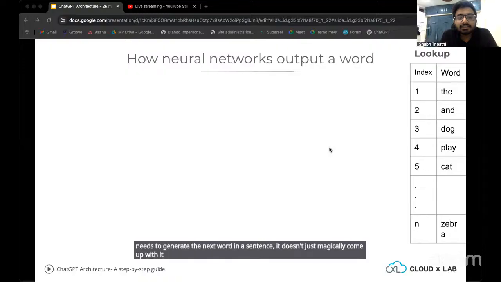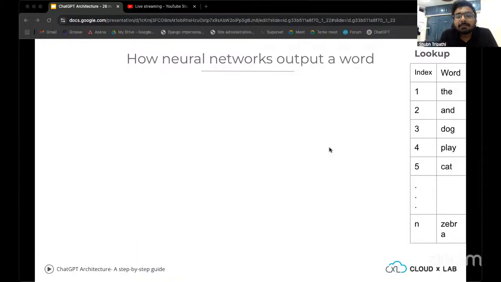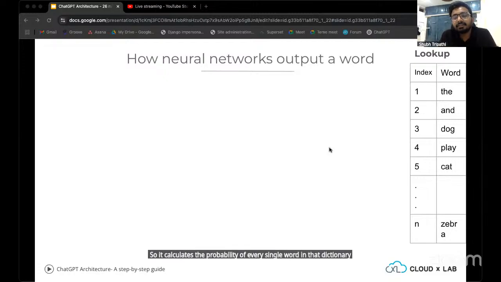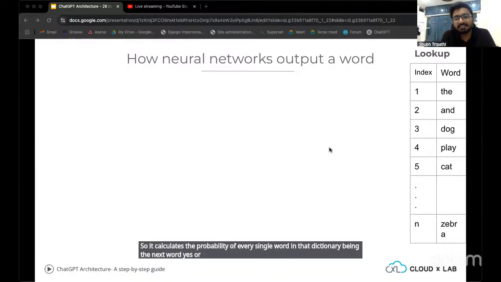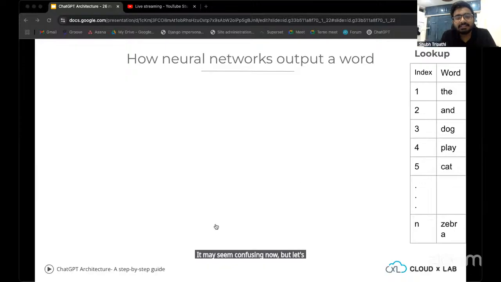Instead, it does something really interesting. It calculates the probability of every single word in that dictionary being the next word. Yes, all 50,000 words. It may seem confusing now, but let's understand how it exactly does that.